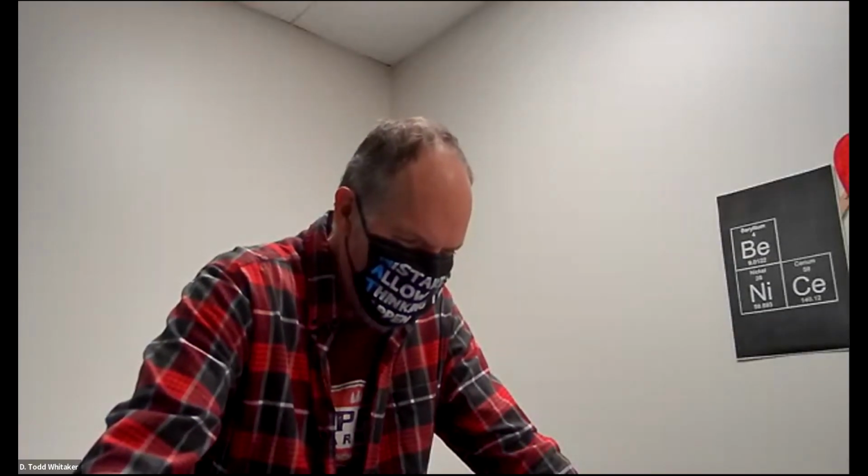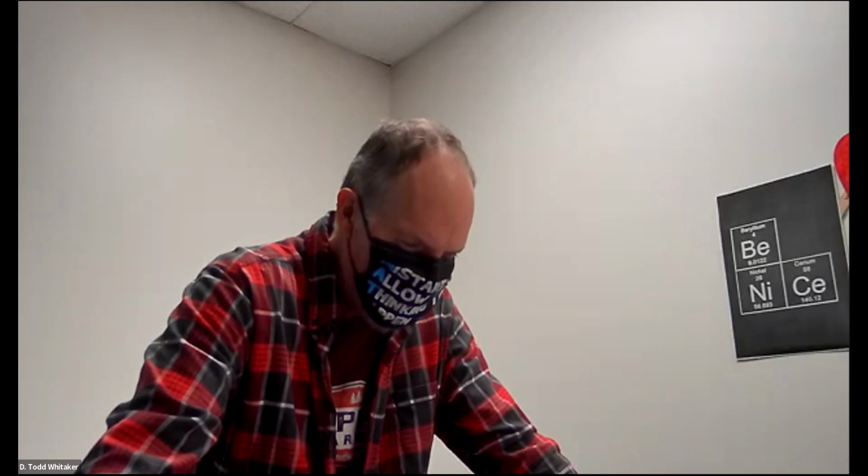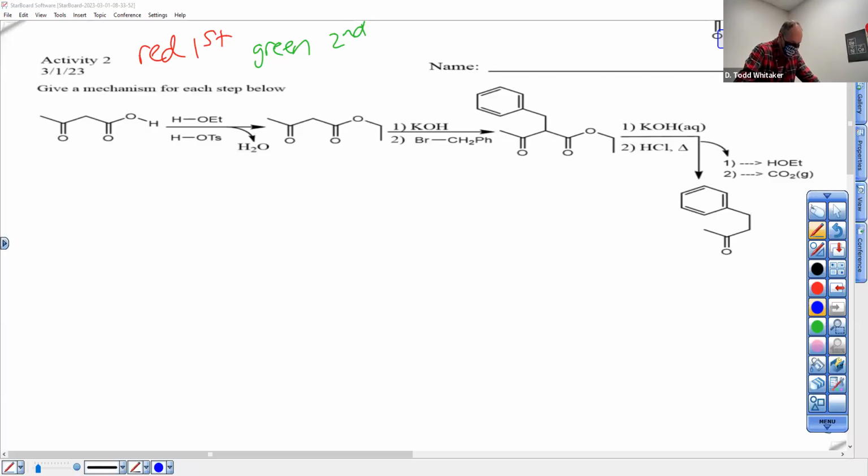All right, ladies and gentlemen, mechanisms in chapter 18, carboxylic acid derivatives. I started with a review mechanism here so we could make a derivative of a carboxylic acid. This is a Fischer esterification. Lab students were doing this yesterday.